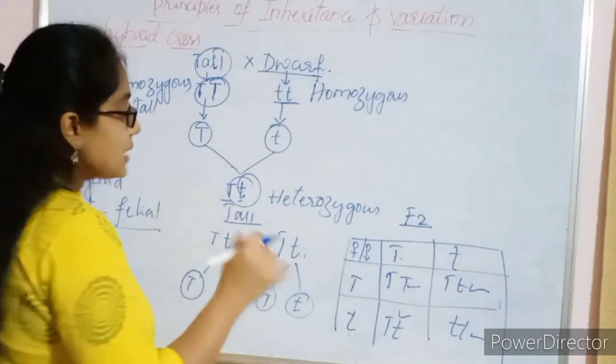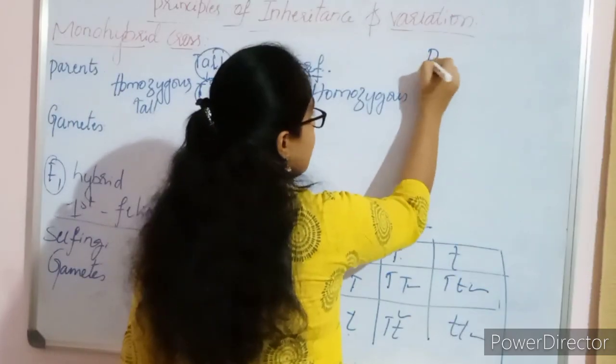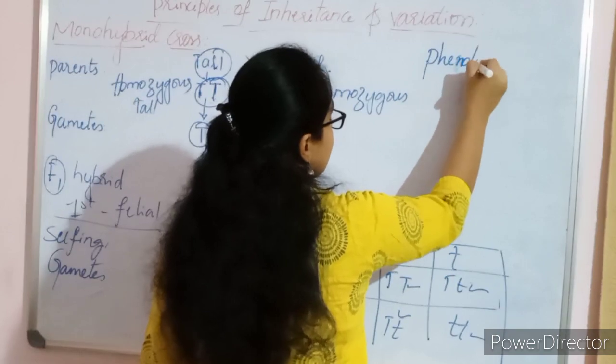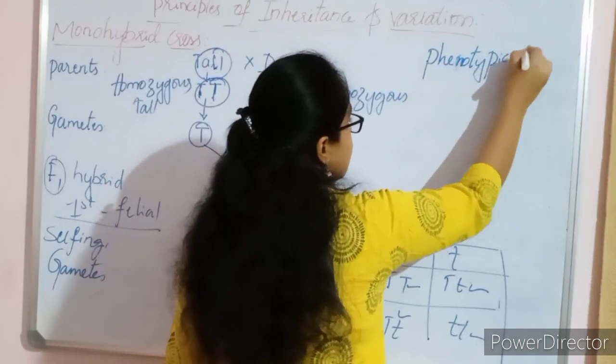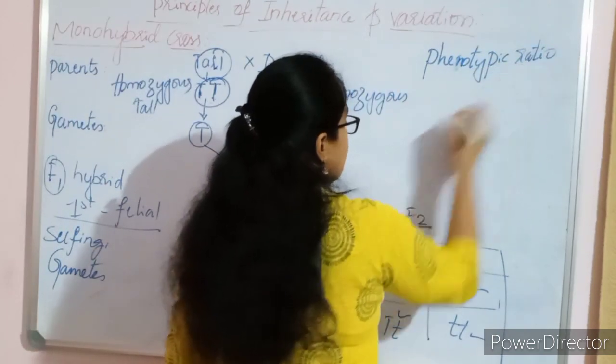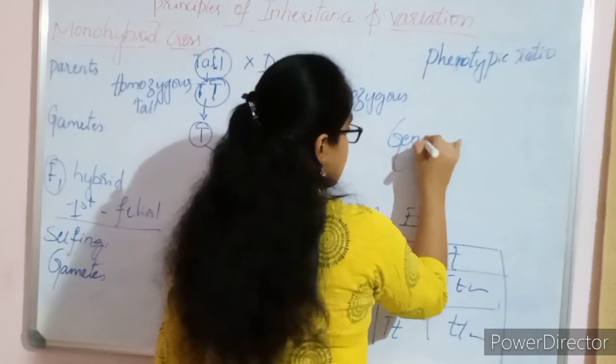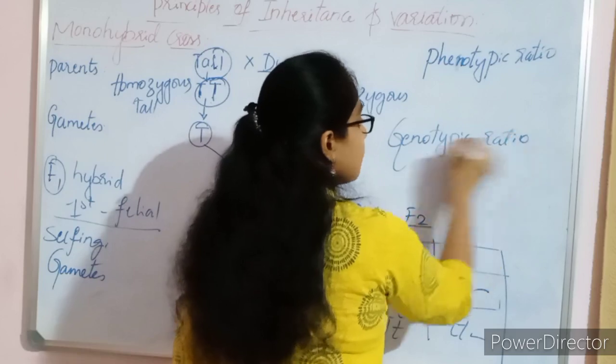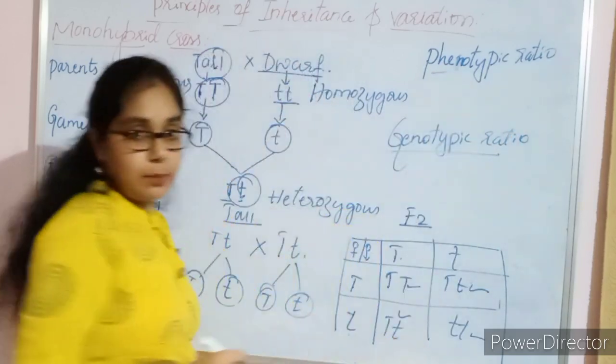So next you are going to represent the phenotypic ratio and you are going to represent the genotypic ratio. I'll tell you what it is. Genotypic and phenotypic ratio.